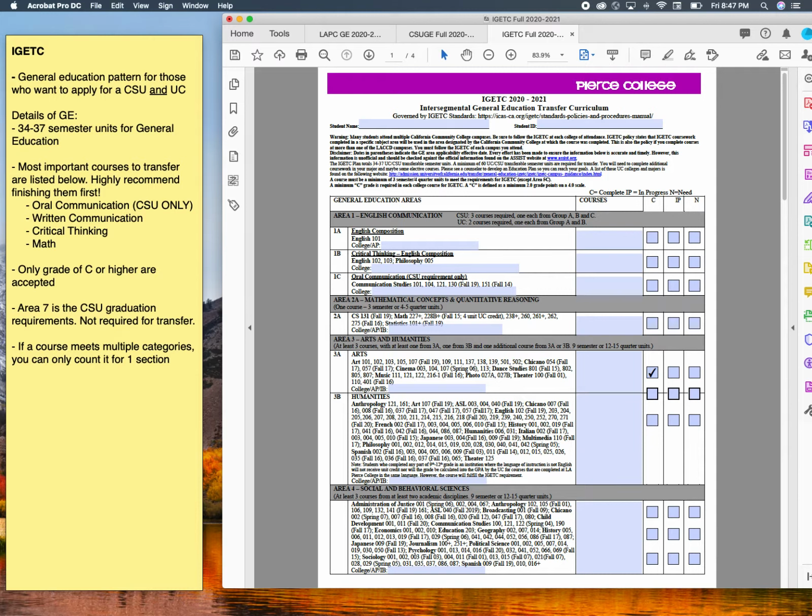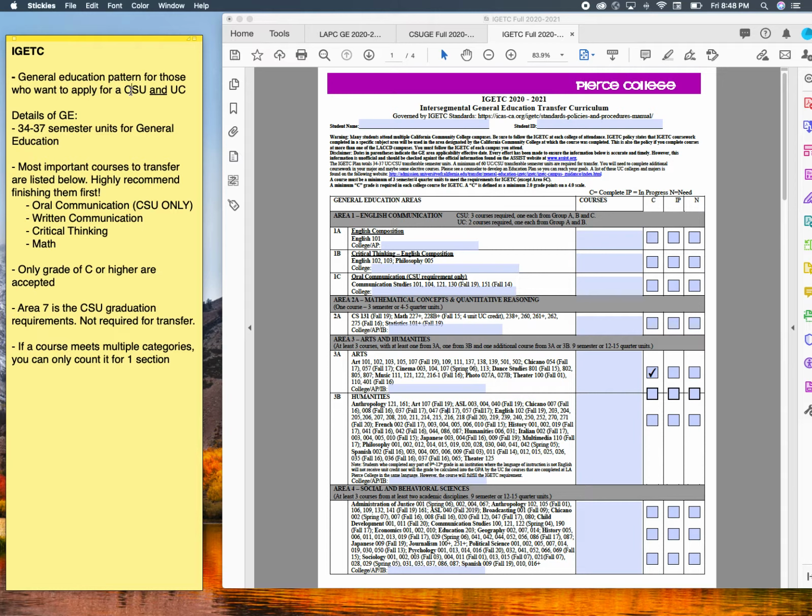Okay, the IGETC form is a general education pattern for students who want to apply for the Cal States and the UCs. The Cal State is the California State University System, and the UC is the University of California. Now, some students only want to apply for the UCs only. They definitely need to be using this IGETC form because the UCs will only take this form. If you're a student who is applying for both, you do not do IGETC and the CSU GE form. You actually just do IGETC and it will meet the requirements for both types of institutions, okay?